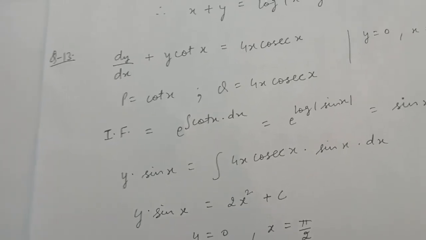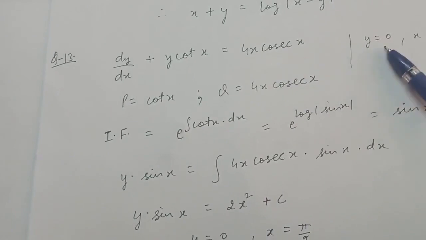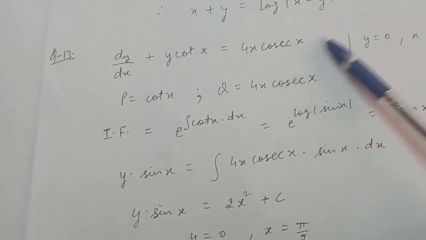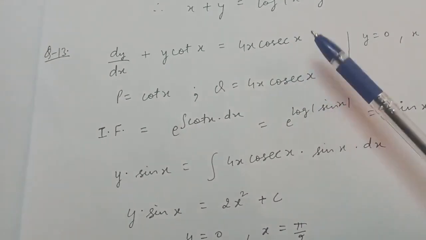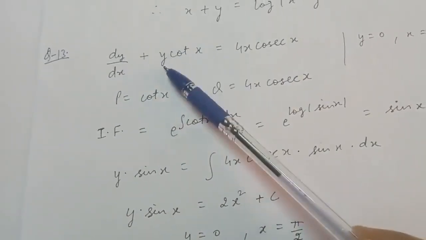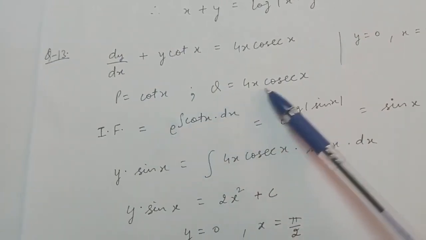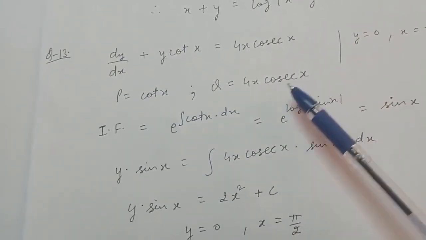Question number 13th is find the particular solution of this differential equation and when x is equal to pi by 2, y is equal to 0. So you can see this is the linear differential equation of the type dy by dx plus p into y equal to q, where p is this cot x and q is 4x into cosecant x.